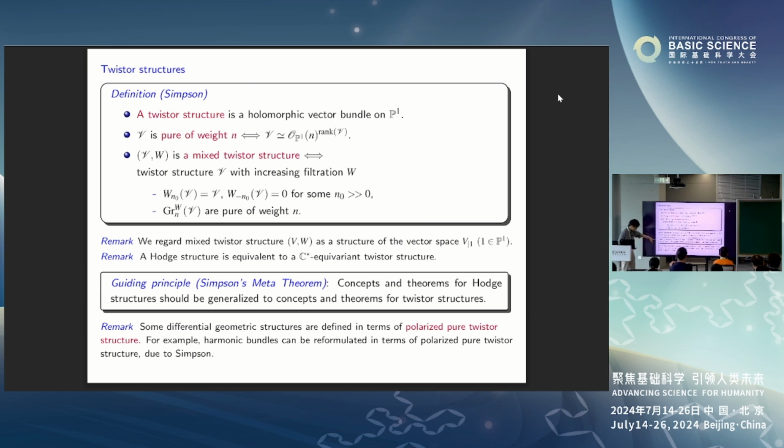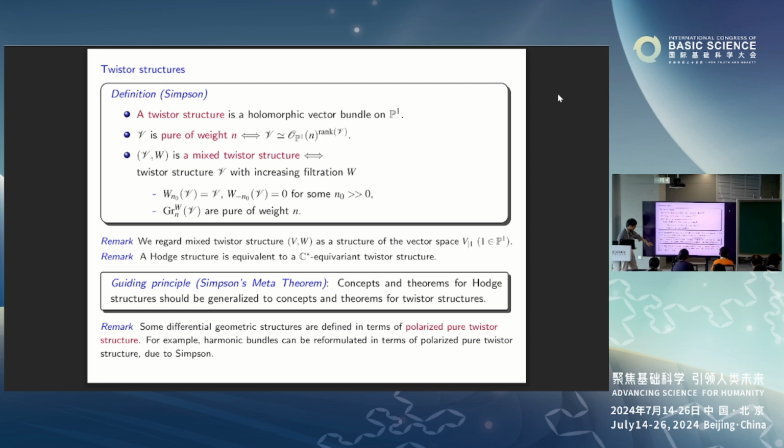And he proposed a very useful guiding principle called Simpson's meta theorem, which says concepts and theorems for Hodge structures should be generalized to concepts and theorems for twistor structures. It is not always easy to achieve it, but it indicates a very good direction of study. So it is a very helpful guiding principle.